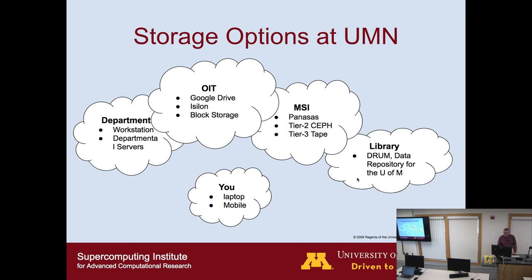Finally, the library is supporting its own Drum systems, and they have their own data repositories, which are a very nice complement to everything else, because what they provide is not so much the high performance or even a huge capacity, but a location where you can actually store highly condensed, valuable information, such as publications, movies, scripts, small amounts of data that maybe don't fit into a normal journal format. It gives you a place where you can post it and actually reference it with some guarantee that it's going to be around for a long time, and in a way that you can then have a URL that you can point to as a reference in a publication that most journals will accept.